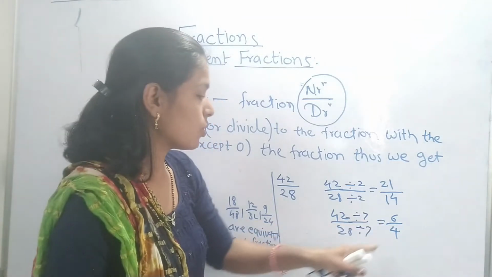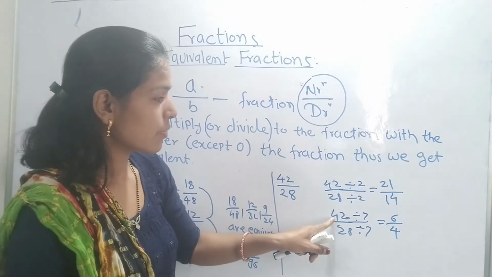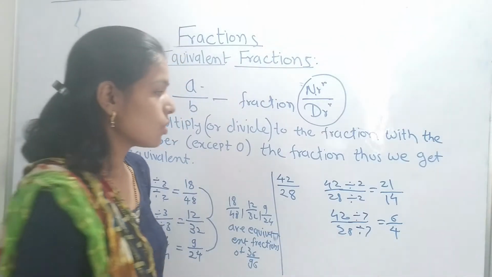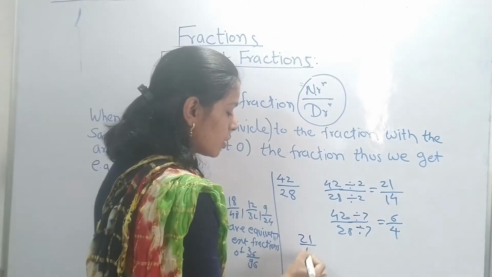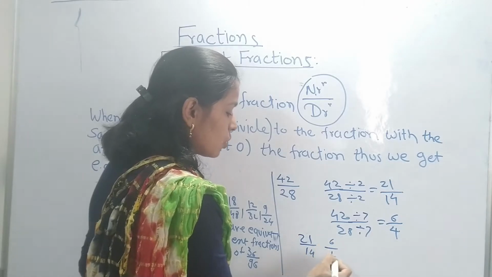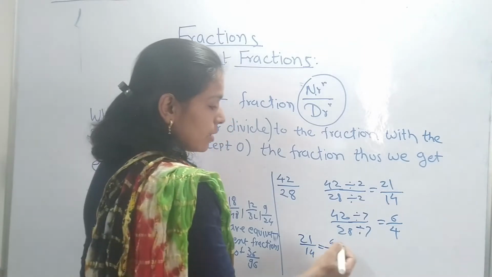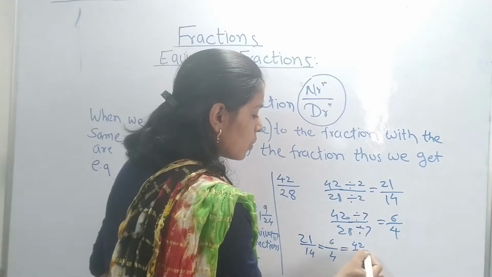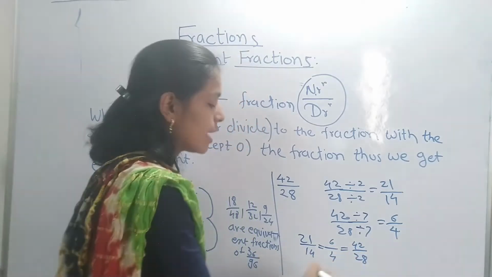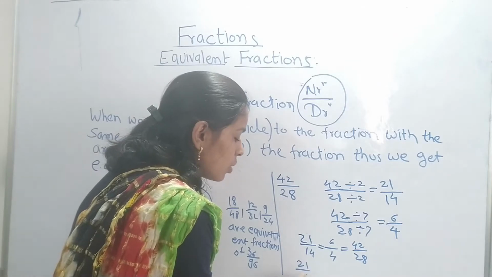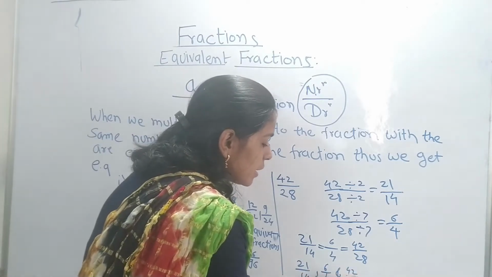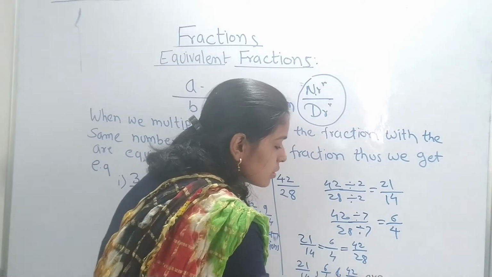So 6 upon 4. 7 6s are 42 and 7 4s are 28. Got it? So this 21 upon 14, 6 upon 4 are nothing but equal to 42 upon 28. That is, these three are equivalent fractions: 21 upon 14, 6 upon 4 and 42 upon 28 are equivalent.